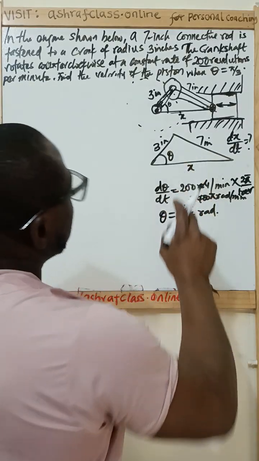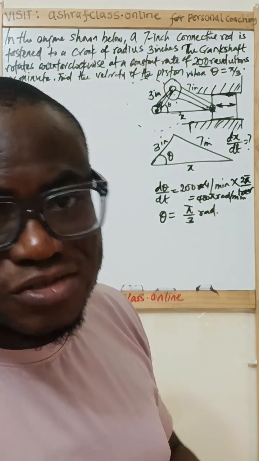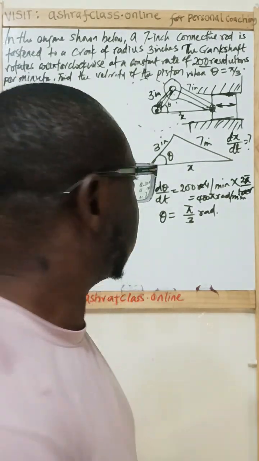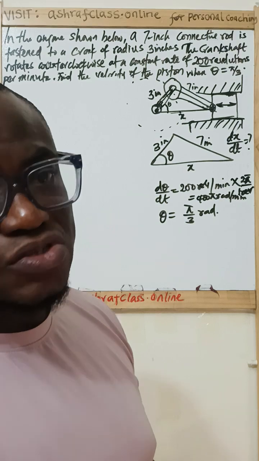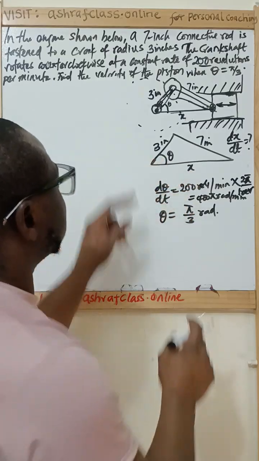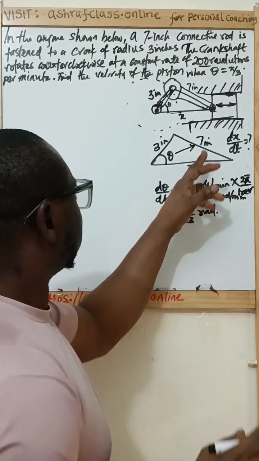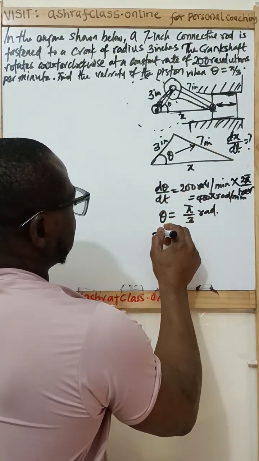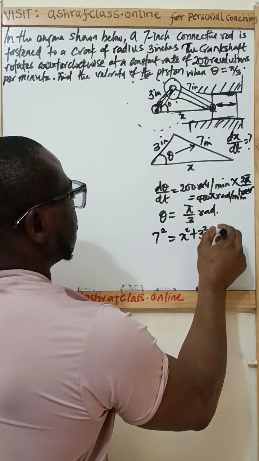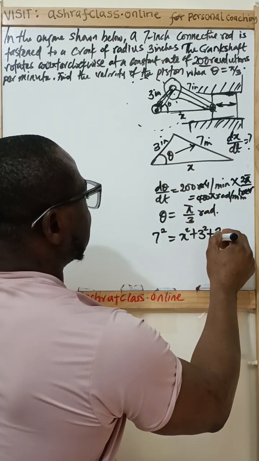Now what we want to find is dx/dt, but we need a relationship that combines the three. Because this is not a right-angle triangle, we can apply the cosine rule to solve this. The side opposite the angle is the 7, so it's going to be 7 squared equals x squared plus 3 squared plus something involving 3 and x.